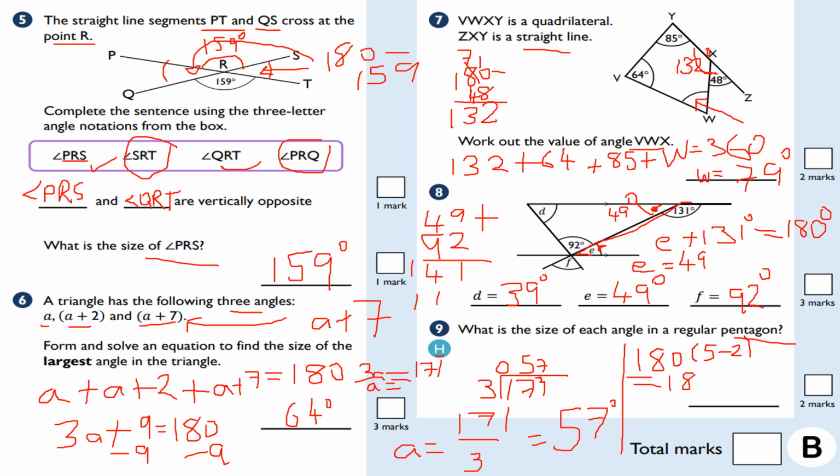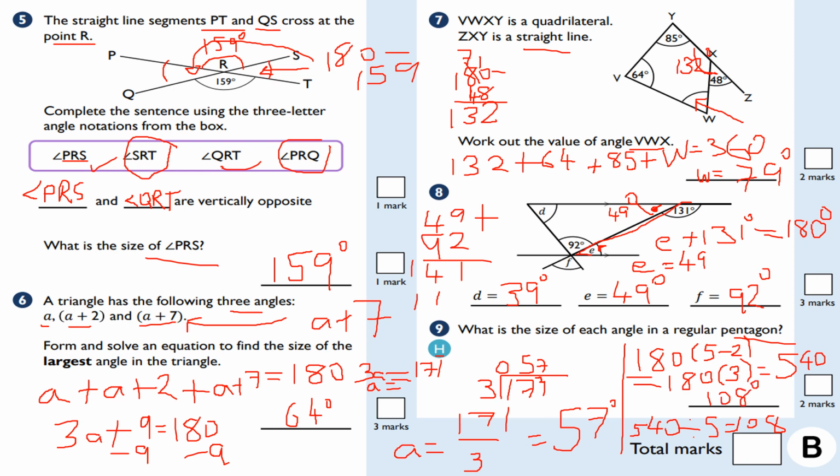Okay, so it's going to be 180 times 3. 5 minus 2 is 3. 180 times 3 is equal to 540. Okay, and then divide that by 5 to work out each individual angle. That is going to be 108. So each angle in a regular pentagon has 108 degrees.